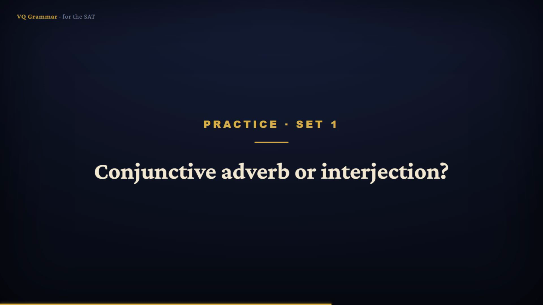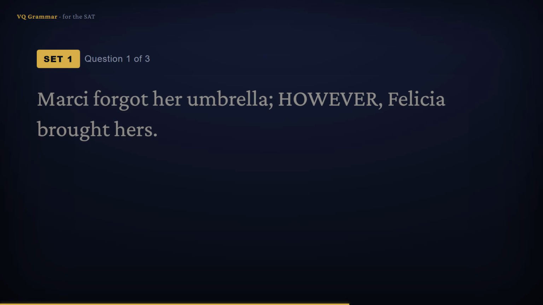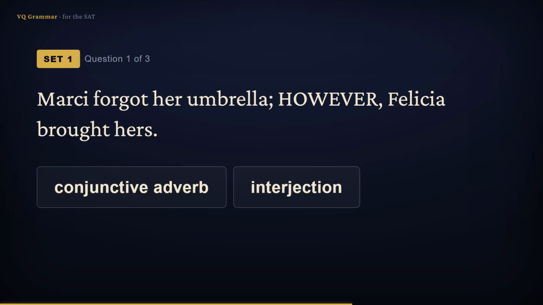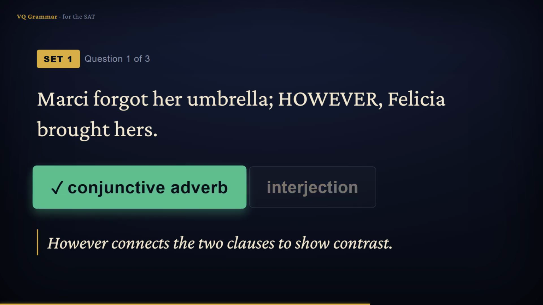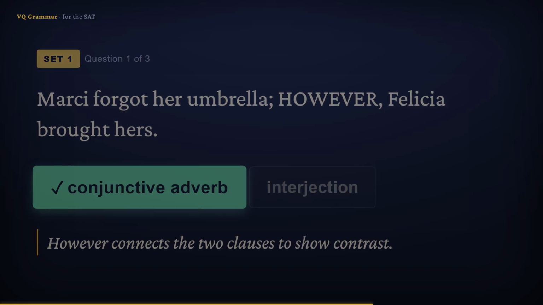Let's practice. Decide whether each capitalized word is a conjunctive adverb, connecting two clauses, or an interjection, expressing emotion. Pause and try before I answer. Marcy forgot her umbrella. However, Felicia brought hers. However connects the two complete clauses and shows a contrast, with a semicolon before and comma after. So the answer is conjunctive adverb.